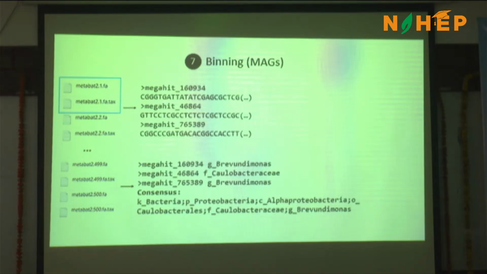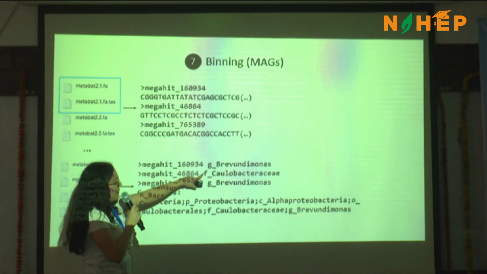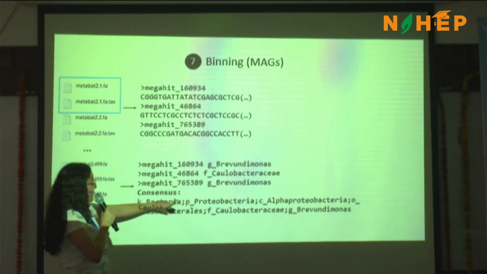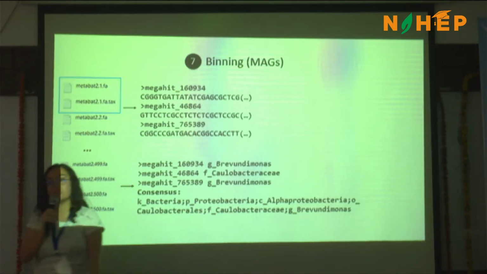So you have the FASTA file, each contig that belongs to that bin, plus its sequence, and then the same contigs with the taxonomy that was assigned to them. They can differ a little bit, but in the end, there's going to be a consensus. For example, this reached genus level, this one didn't, but it was the same family. So it's very easy for the consensus to just say, yeah, this is an Aeromonas.